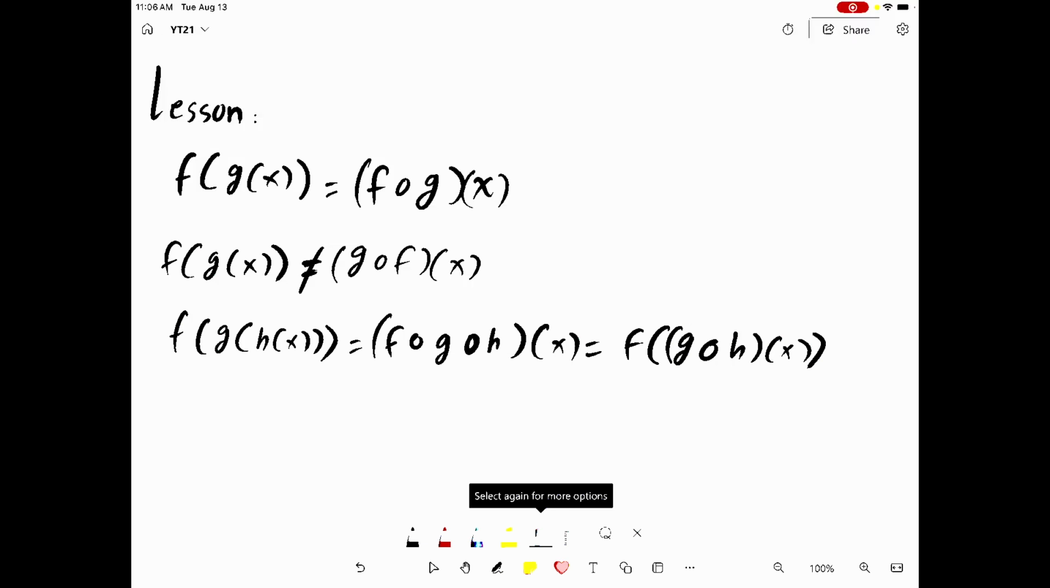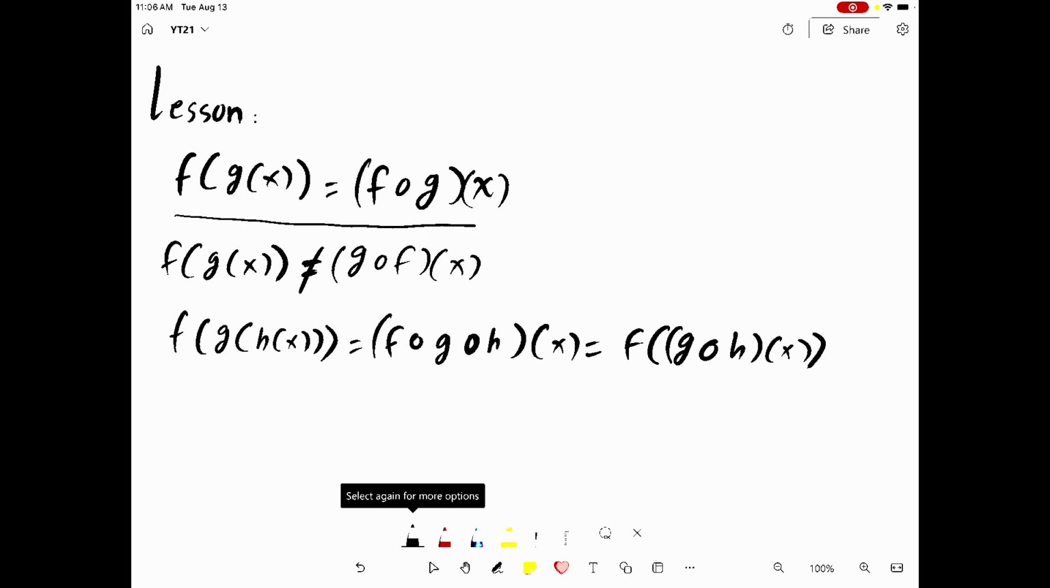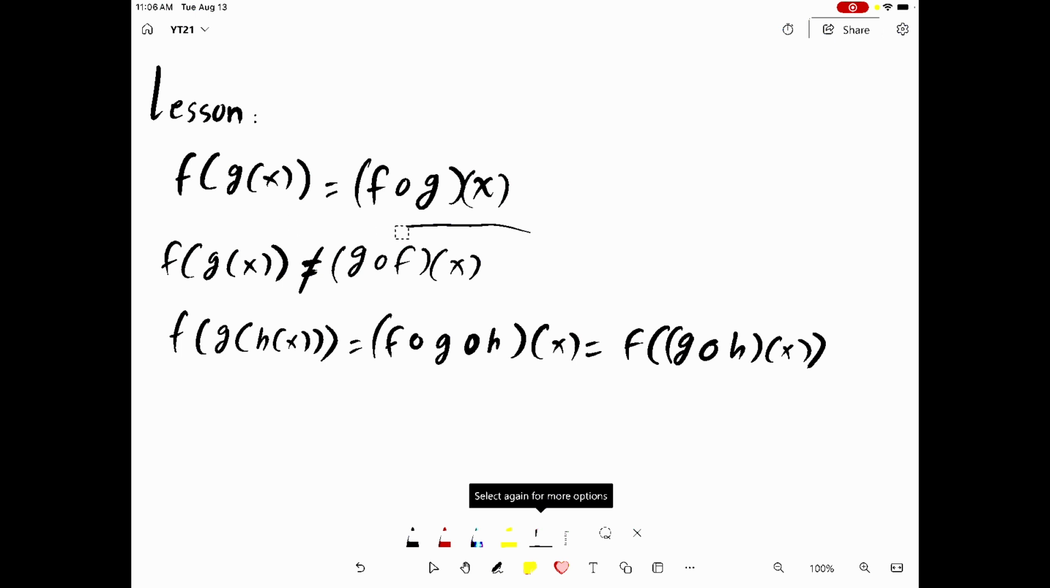Today's lesson is about the composition of functions. What I mean by this is that we put one function inside of another. If you look at the first equation, which I'm underlining right now, f∘g of x is equal to f of g of x. So, what I mean is, let's say I have a function g of x.